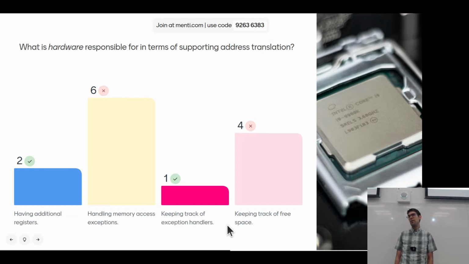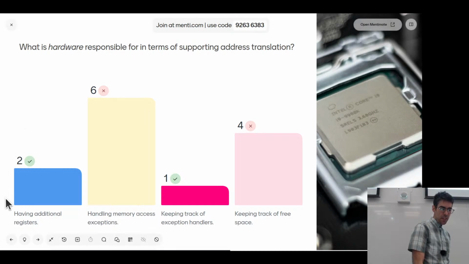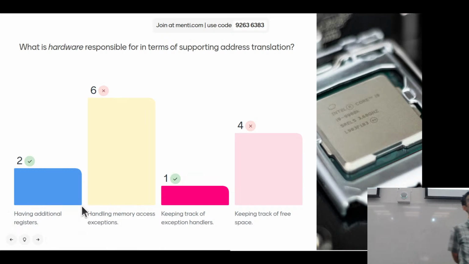The closest that we're going to get to this is when we do start to talk about paging and the idea of page table entries referring to allocated structures. But even then, the hardware doesn't know much about the free space that we've got in our system. So the main responsibility here in terms of supporting address translation is having additional registers so that the operating system can set those registers when we do context switching, actually doing the address translations, and then when there's an issue related to address translations, knowing what to start running in the operating system so that the OS can actually handle that exception.